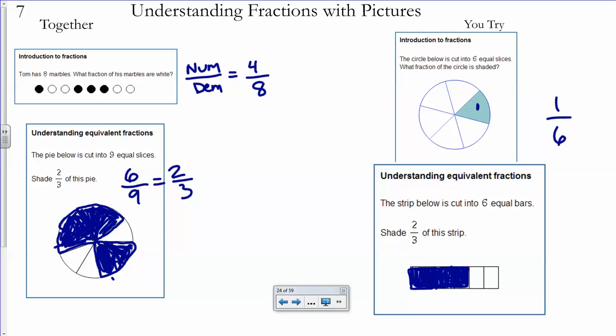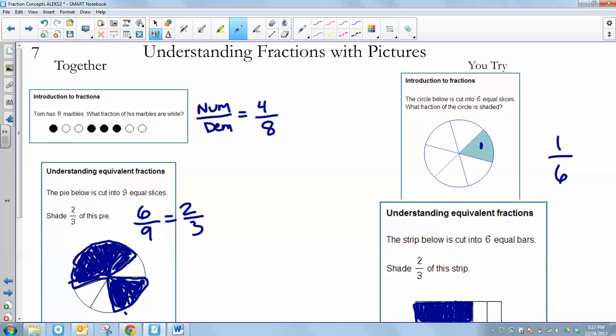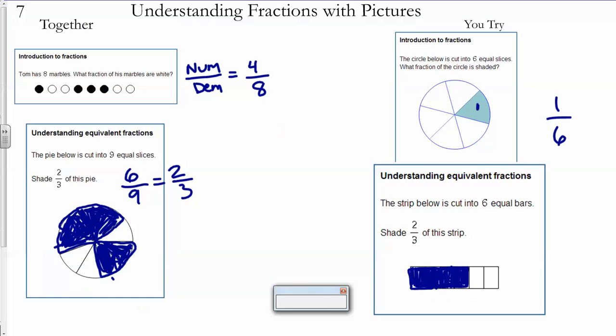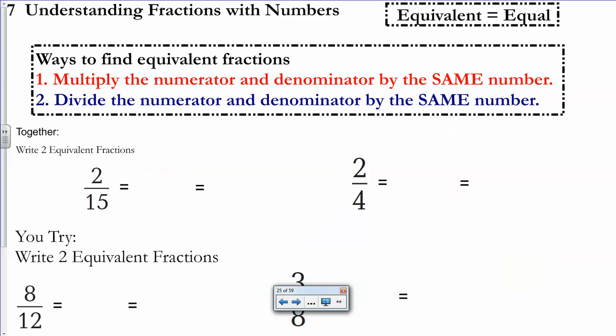All right, I have 1 out of 6 that are shaded, so my fraction is going to be 1/6. And then down here I had 1, 2, there's a third one, 1, 2. So 4 out of 6 are shaded, which is equal to 2/3. So again, this is understanding fractions by using pictures. This gives us a great visual so that when we're only using numbers, we have a clue of what we're talking about. So let's look at how we're going to understand fractions with numbers and making equivalent fractions.